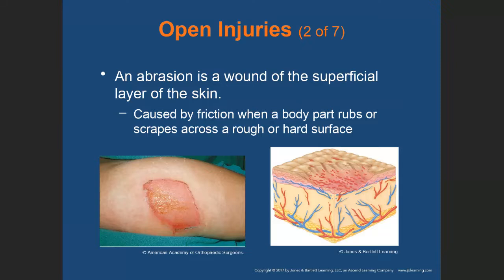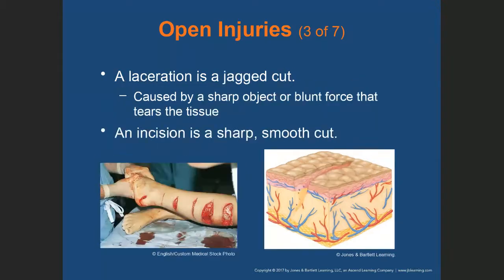An abrasion is a wound of the superficial layer of the skin. So the top layer is affected, caused by friction when a body part rubs or scrapes across a rough or hard surface. A laceration is a jagged cut caused by a sharp object or blunt force that tears the tissue. It can be a clean or smooth cut. If it's smooth and clean, it's an incision. So an incision is actually a laceration. And it can have various depths, right? It can be a deep laceration, it can be a shallow laceration.